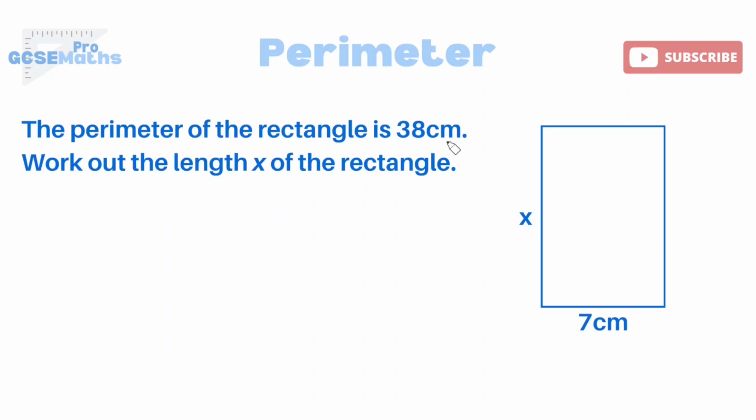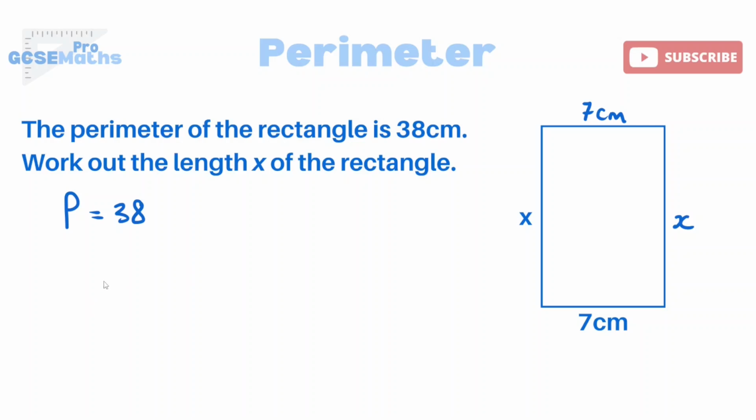So the perimeter of the rectangle is now 38. We've been told the perimeter is 38 centimeters. Work out the length of x of the rectangle. We've been told one of them is 7. So I would label this rectangle; I know opposite sides of a rectangle are the same, so that is also 7, isn't it? And then the opposite side of this height here has to also be x. I'm going to label them both x because they are the same.